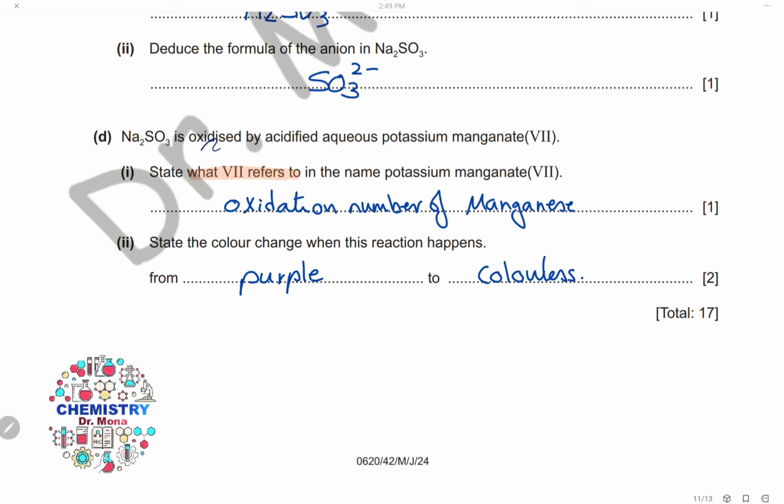Sodium sulfite is oxidized by acidified aqueous potassium manganate(VII). State what 7 refers to in the name of potassium manganate. This number refers to the oxidation number of manganese in potassium manganate. State the color change when the reaction happens. When potassium manganate reacts with the sulfite ion, the purple color of the potassium manganate changes into colorless. So the observation is that the color will change from purple to colorless.